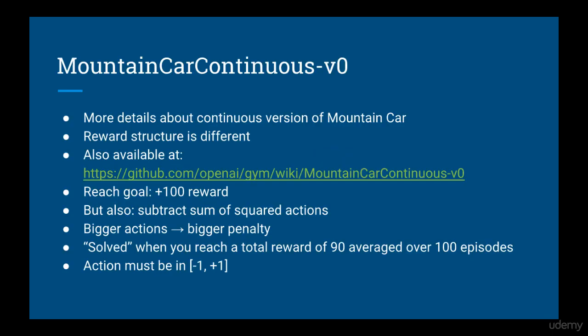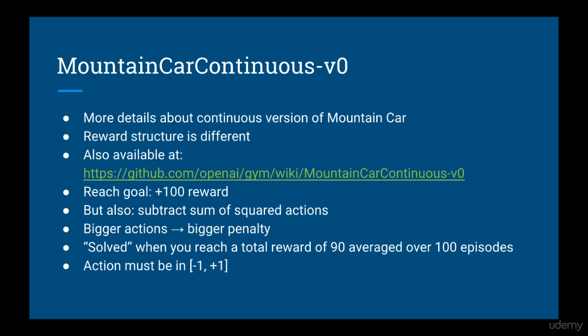In this lecture, we are going to go through more details on how we are going to apply a parameterized policy to the continuous version of Mountain Car. It's good to go over what the differences are between discrete Mountain Car and continuous Mountain Car, since they are not obvious. Specifically, the reward structure for Mountain Car Continuous is different. You can also see this information on the wiki page at the URL shown here.